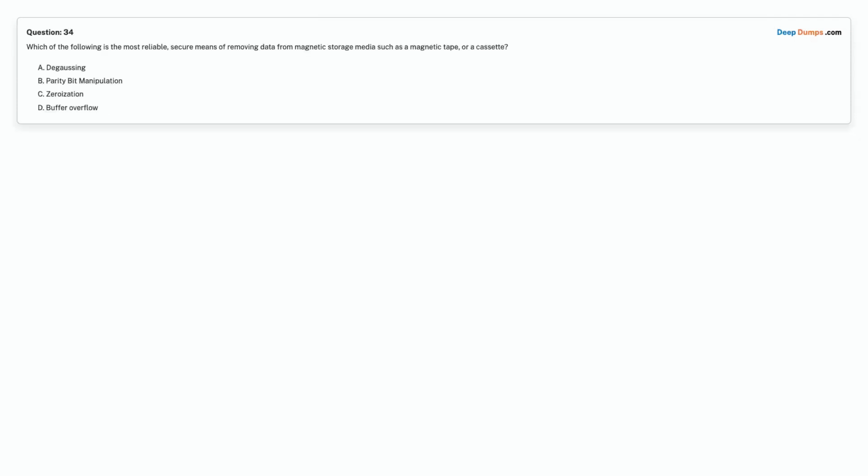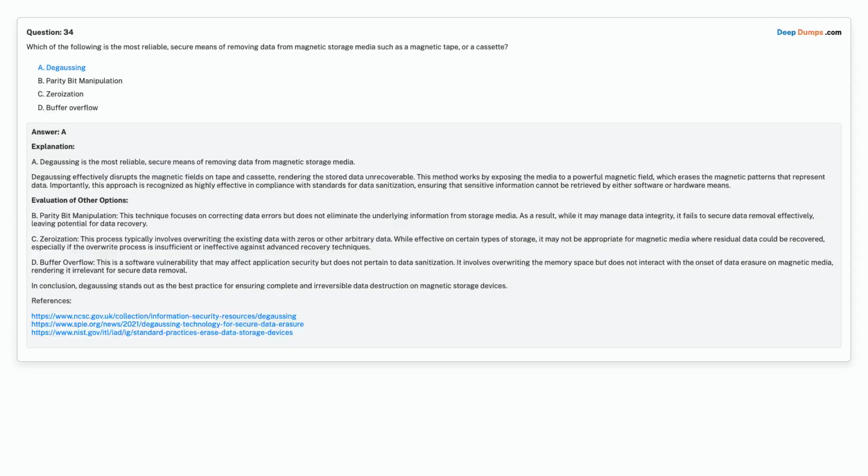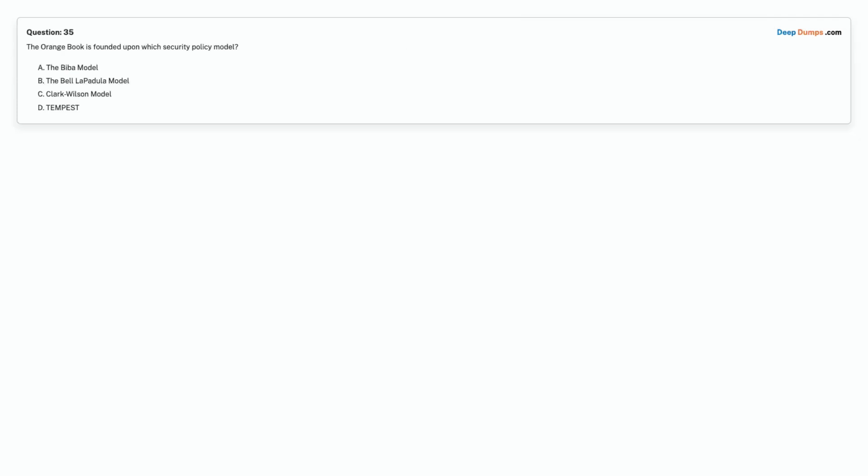Question 34. Which of the following is the most reliable, secure means of removing data from magnetic storage media such as a magnetic tape or a cassette? Option A, degaussing. Option B, parity bit manipulation. Option C, zeroization. Option D, buffer overflow. Choose the correct answer. Correct answer is option A, degaussing.